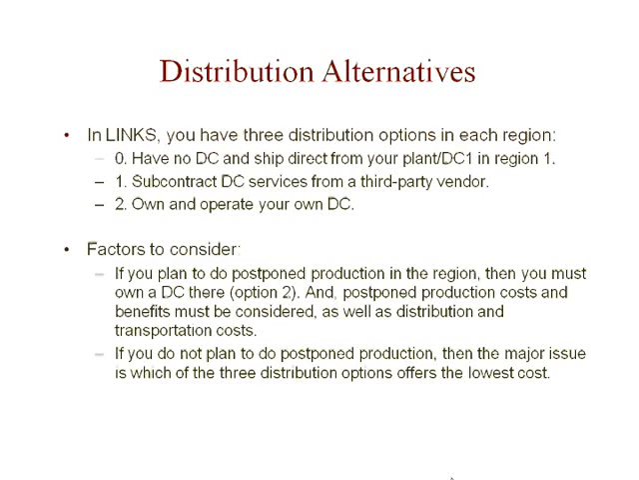Now, some of the factors to consider while deciding on the distribution alternative is that if you wish to have postponed production, you will need option 2. You ought to own and operate your own DC to execute postponed production. So you have to consider what the costs of postponed production would be and what the benefit is that you would get if you would engage in postponed production.